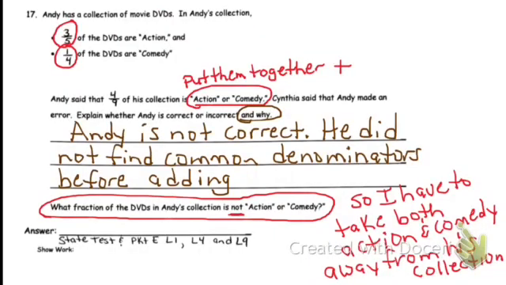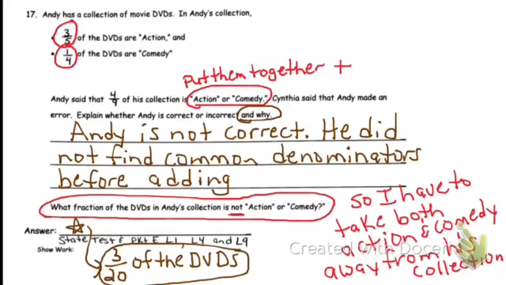So 3/20ths, let's go back and put that into my final answer. The last part of this question was what fraction of the DVDs is not action or comedy? So I'm going to say 3/20ths of the DVDs are not action or comedy. And that's my final answer. So really I have 3 parts to this final answer, right? The first one is on the lines, Andy is not correct. The second part, why is he not correct? Because he did not find common denominators before adding. And then the third part is 3/20ths of the DVDs are not action or comedy.